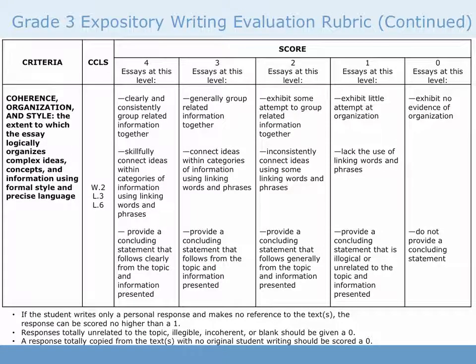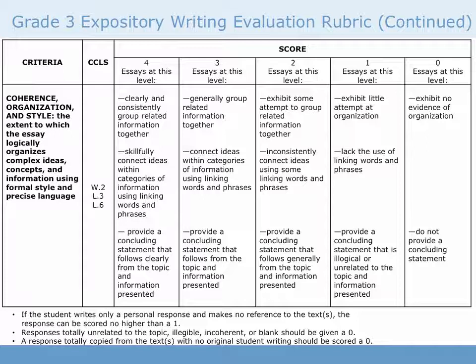The next criterion is coherence, organization, and style. That's the extent to which the essay logically organizes complex ideas, concepts, and information using formal style and precise language. This criterion is used to assess Writing Standard 2, Language Standard 3, and Language Standard 6.